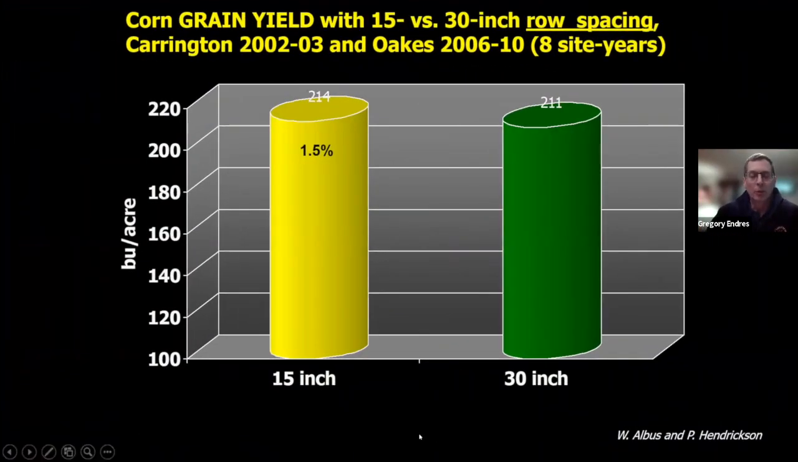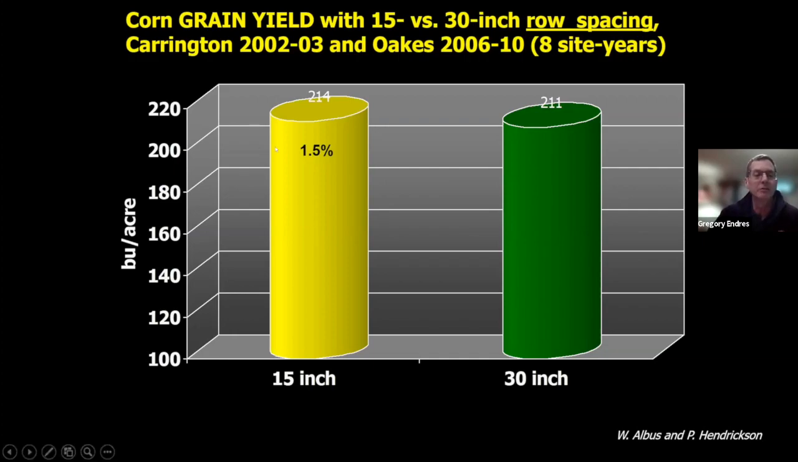Okay, we've done a little bit of work with row spacing. My experience is when people contact us, probably the number one question is on plant nutrition, but number two often is row spacing. So I want to show a little bit of work that we've done in the east central part of the state. This is a compilation of 8 site years of work that was done at Carrington and then irrigated work at Oaks. And we found simply that there was a very modest yield increase with 15-inch corn versus 30-inch.